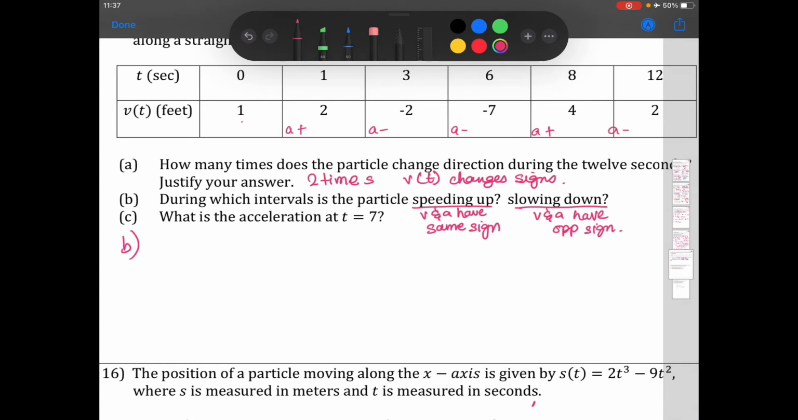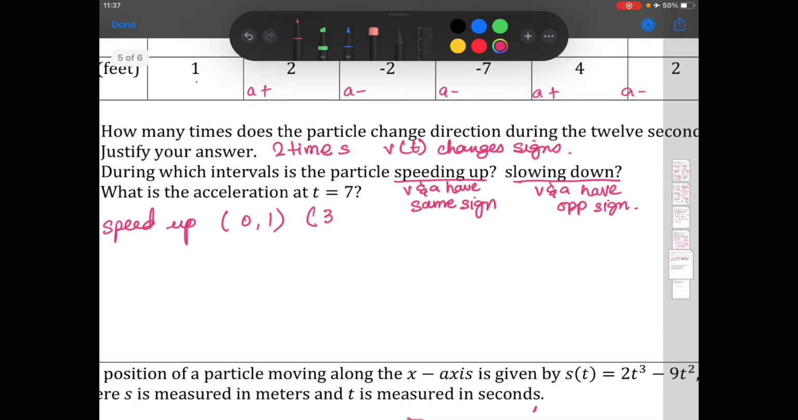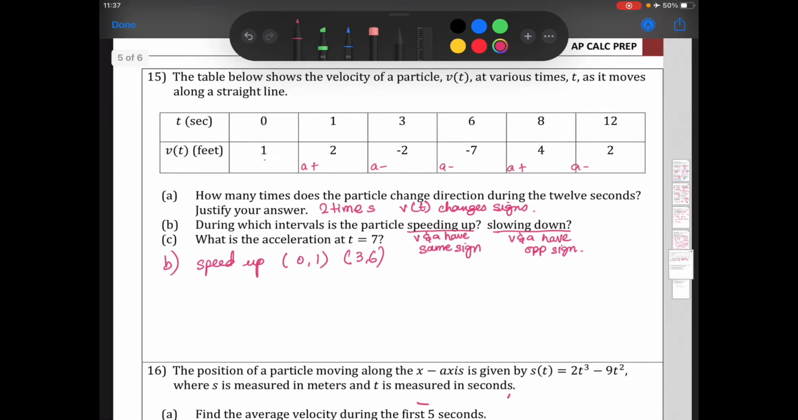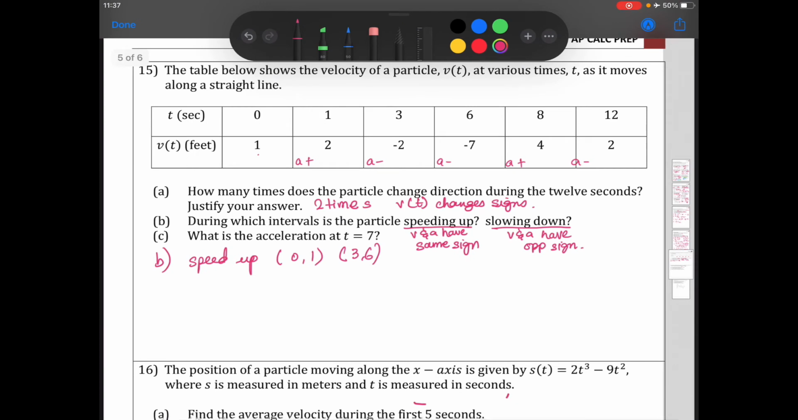So now wherever velocity and acceleration have the same signs, my speed is increasing. Velocity and acceleration have opposite signs, my speed is decreasing. In this first interval, 0 to 1, they both have the same sign, so it's positive, so speeding up is from 0 to 1. Then where else? Over here, from 3 to 6, my velocity and acceleration both have the same signs, they're both negative, so that's another place. And that's it. Those are the 2 intervals where it's speeding up, right?